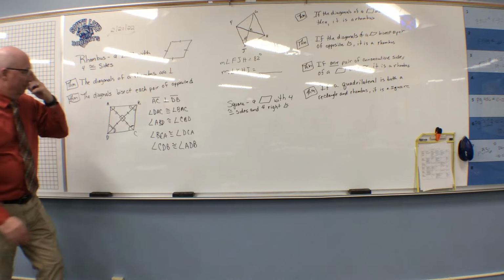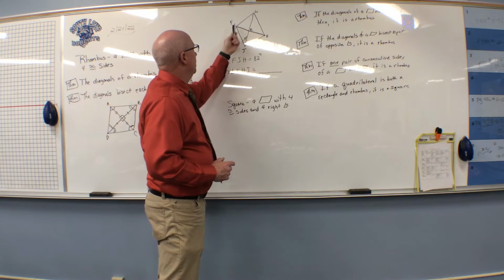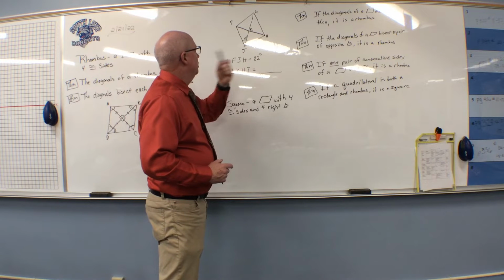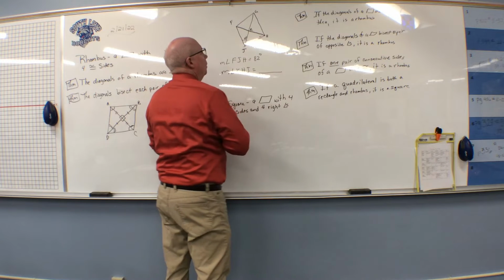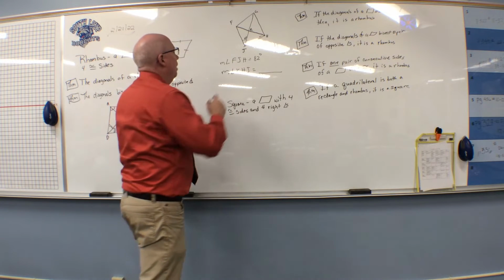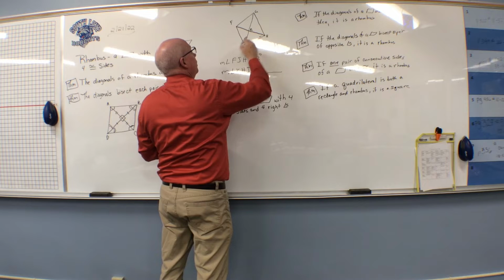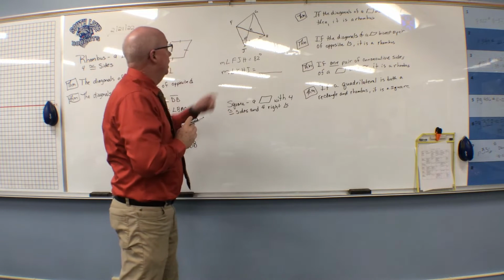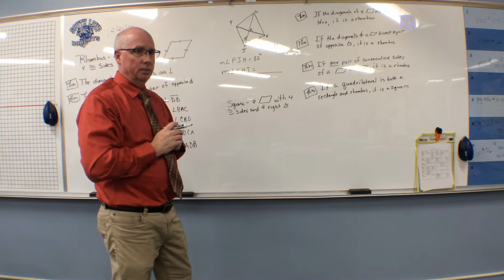Okay, so if this whole angle here, FJH, is 82 degrees, we want to find this angle right here, KHJ. How big is this angle right here? 41 degrees. Would you tell me why you know that? It's half of 82, because that's what bisect means. Do you understand that?